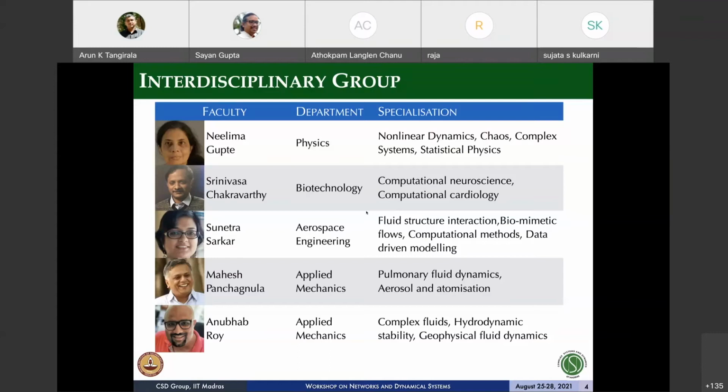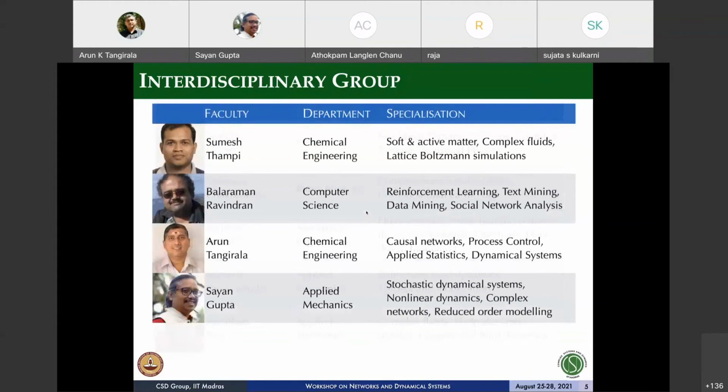So this is just a list I'm not going to read out, but what I would like to do is draw your attention to the different participating departments as a testimony to the interdisciplinary nature of this complex systems group. So you can see that we have faculty from A to Z, starting from aerospace, applied mechanics, biotechnology, to chemical engineering, physics, and math, and so on. So we are about nine core members at the complex systems group and dynamics group here at IIT Madras, collaborating with a number of collaborators, I would say researchers across the globe.